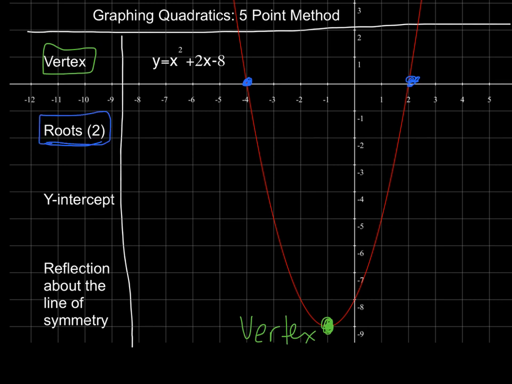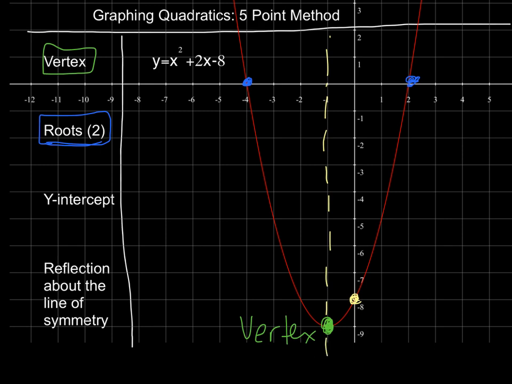Okay. And the last 2 kind of go together. That is, they are the y-intercept, which is right here, and the reflection about the line of symmetry. So the line of symmetry always goes directly through your vertex. So once you find your vertex, you also find your line of symmetry.